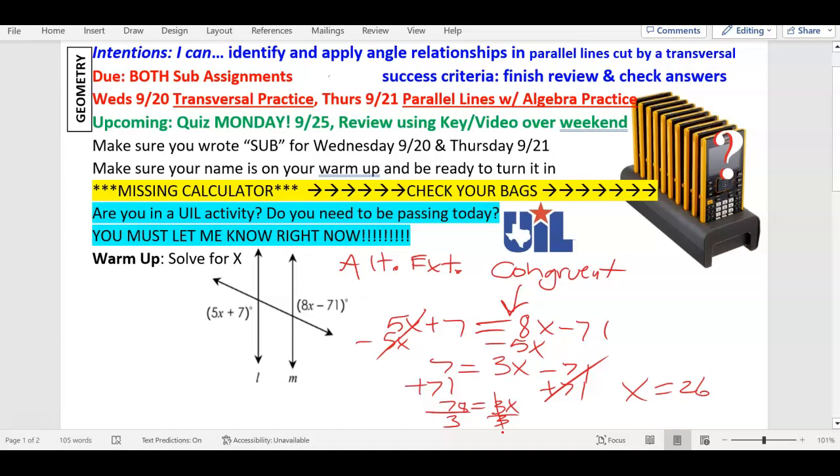Does everyone know that your review key is on the wall and it's posted in the Google Classroom stream with a video of me going over it? You should watch that. If you did not finish your assignments, do that first because you can always do the review over the weekend, right? Please review before your quiz on Monday. And if you need to be passing UIL people, we're going to talk here in a second, okay? Here we go.